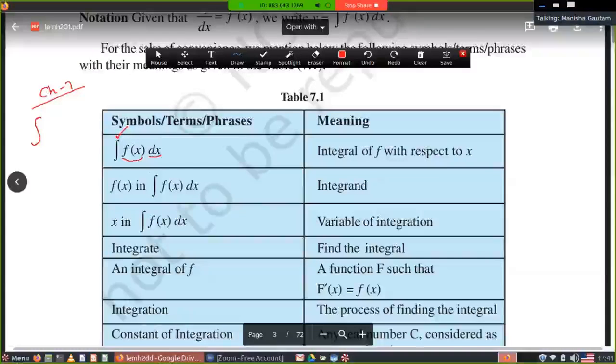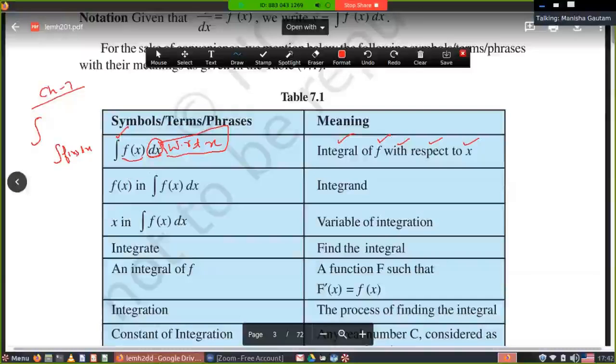What is written here? It means with respect to x, as we have always written in chapter 5 for doing the derivative. With respect to which variable we are doing the integration, that is x. Here the meaning of this is written. Learn the meaning: integral of function with respect to x. This is the meaning of writing like this: integration f(x) dx.